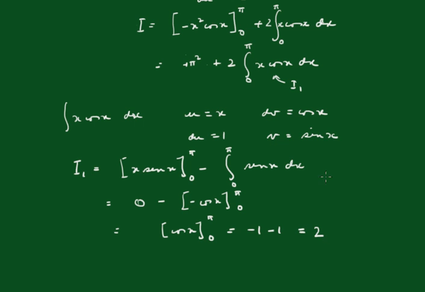So our final answer, I, will be equal to pi squared from up here, plus 2 times this result. Whoops, there'll be minus 2 there. 2 times this result, which is minus 4, is your final answer.